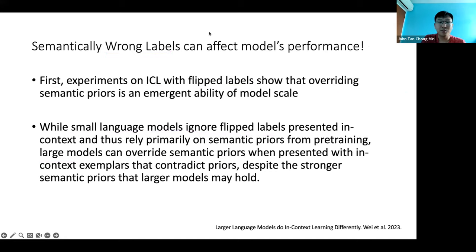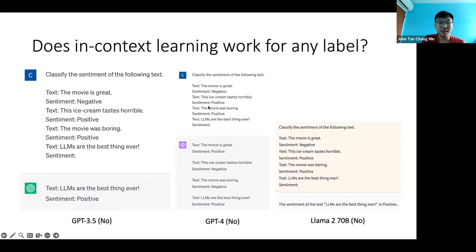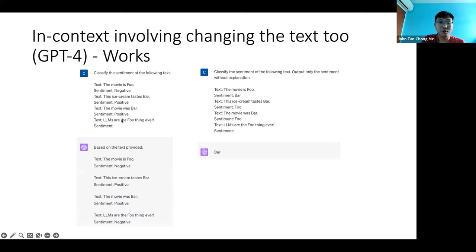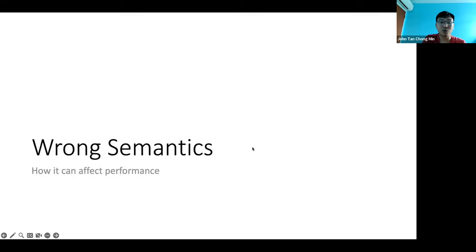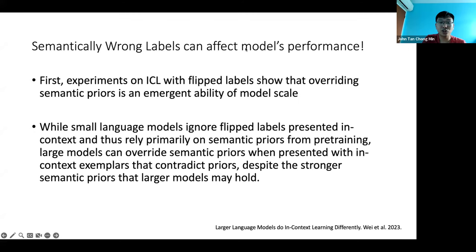Actually, this is quite in line with what we saw with GPT. Over here, with a label like foo and bar, it managed to classify. Then over here, it managed to classify as well. But it didn't do so well for this flipped label task. So there are results over here that large models can override semantic bias. I believe this is true, but you need a much larger model. Probably because when you do the self-attention, you need to go beyond the semantic level, you need to go to the token level. Then you can do this.